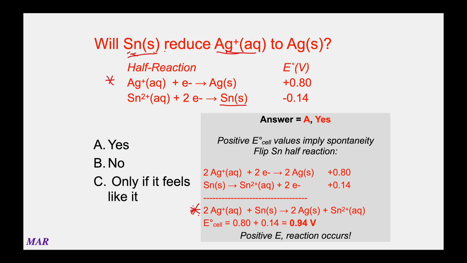So we use the E cells. If you flip a half reaction, you change the sign of the E. That's the only thing you do. And you just literally add them up together to see if you get a positive E or not. If that E cell would have been a negative 0.94, then it would have been non-spontaneous, and that would not happen, by itself anyway.